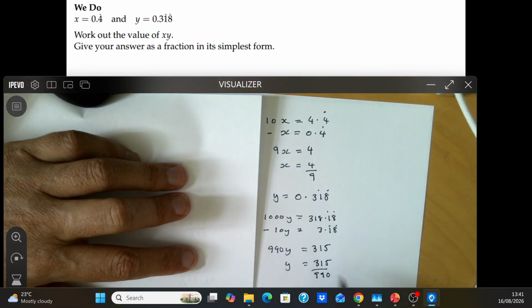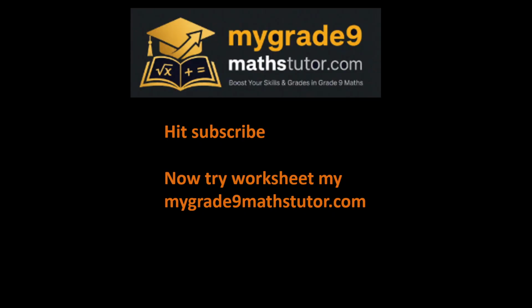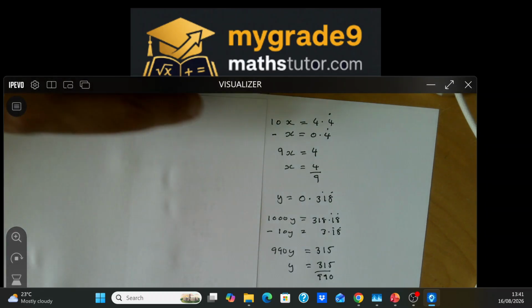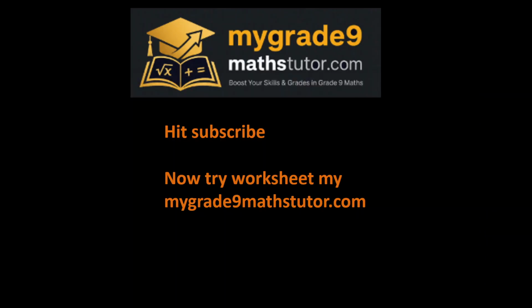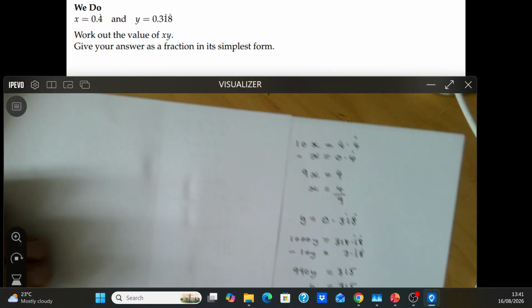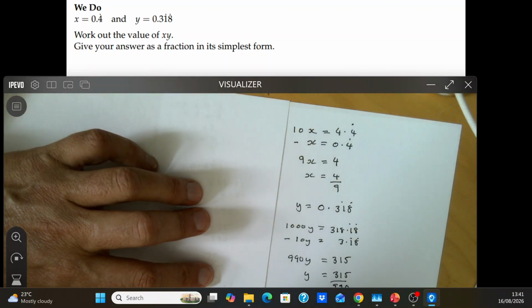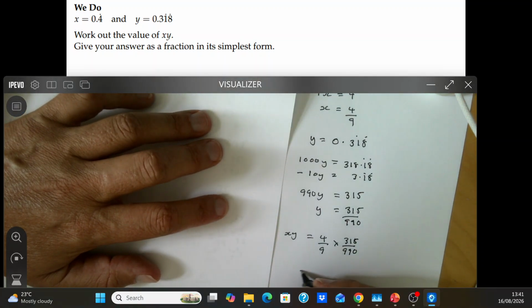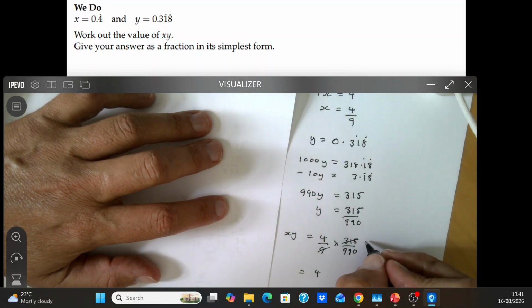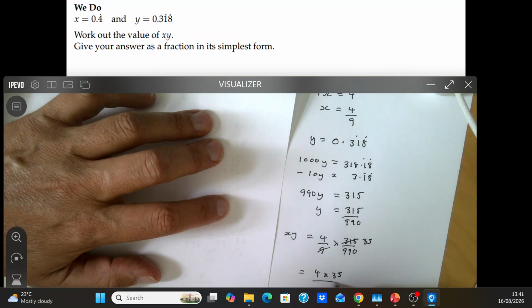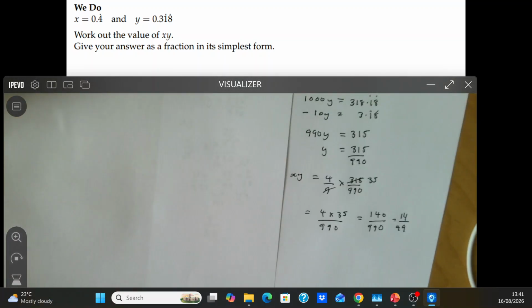Some of you may choose to cancel that by 5 and cancel down now. I, however, I'm just going to write it down as xy equals 4 over 9 times that. 9 does go into that 35 times, so I've got 4 times 35 over 990, which gives me 140 over 990, which gives me 14 over 99. And that won't cancel any further.